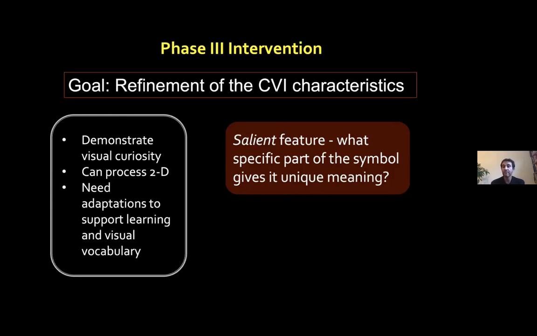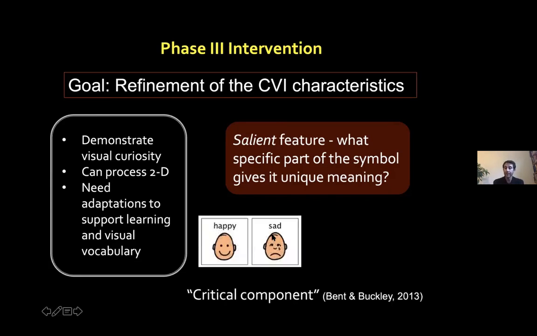Salient features are visual features. They are not tactile features. They're not a functional feature like what is a car? A car is a thing that moves. That's not a visual feature. A visual feature would be the wheels, the mirrors, the front, the back, the unique shape of that car, and so on. So it's also been described as a critical component. So what is it that visually makes something what it is?